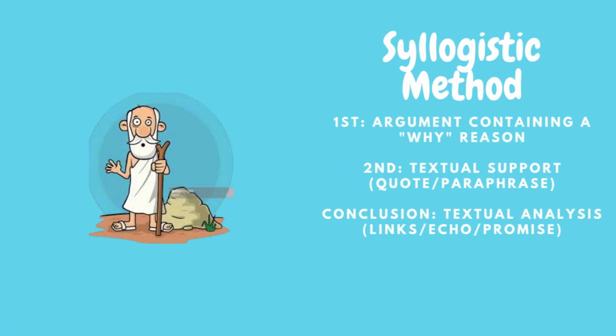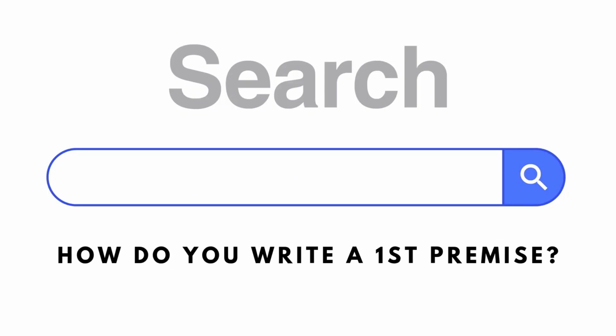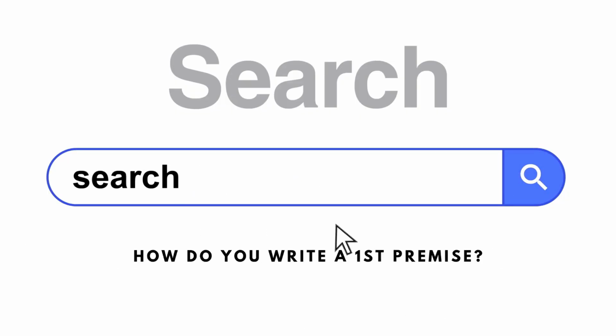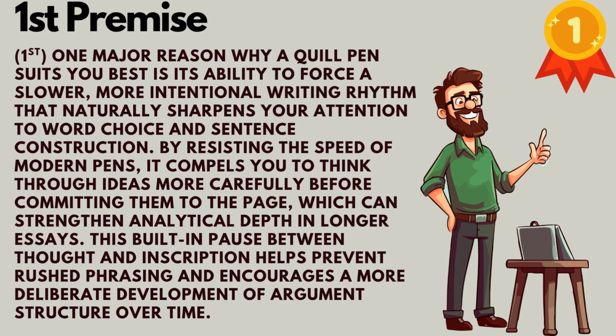So let's ask ourselves the question, how do I write a first premise? I have some stems that I use with my kids early in the year, and they can say things like, one reason why, or there are a couple of reasons why. If they say reason why, they typically will articulate a reason why in it. So this one says, one major reason why a quill pen suits you best is its ability to force a slower, more intentional writing rhythm that naturally sharpens your attention to word choice and sentence construction.